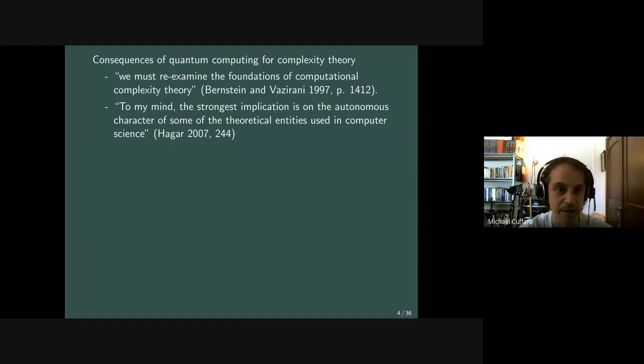But philosophers have commented on it as well, and there's a more serious paper that talks about these issues, written by my co-author on the Stanford Encyclopedia of Philosophy entry, Amit Hagar, and I disagree with Amit, as we'll see as the talk goes along. Amit writes in his 2007 paper, to my mind, the strongest implication of quantum computing for complexity theory is on the autonomous character of some of the theoretical entities used in computer science, and we'll see what he means by that in more detail as the talk goes along.